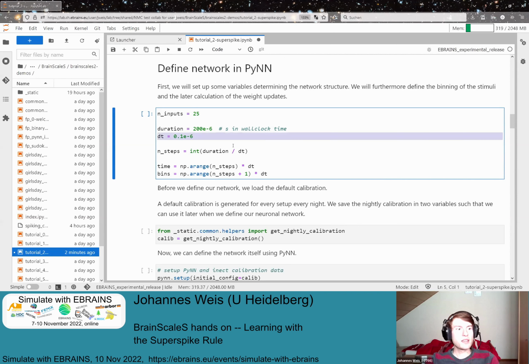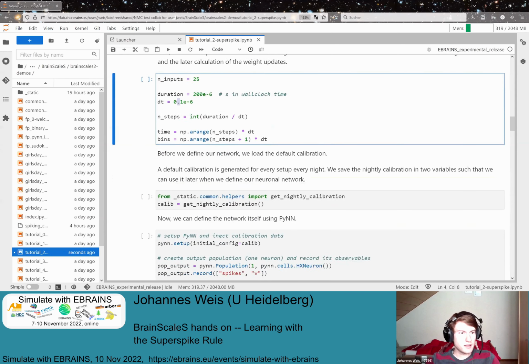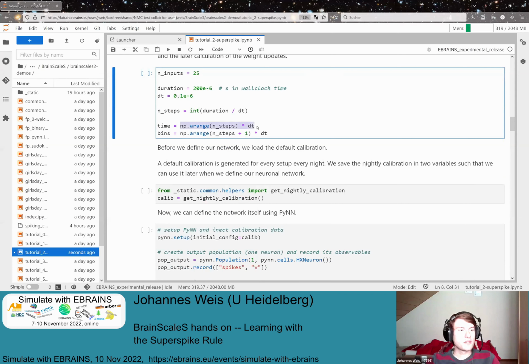This time step here is not required for the hardware. The hardware, as you learned, is an analog system. It just runs. It's a physical model. It has no time step. But for our learning and also for the inputs that we will send, it's just much easier to work with NumPy arrays that are fixed time bins in size. So we define a time step here and make an array of times and time bins for that.